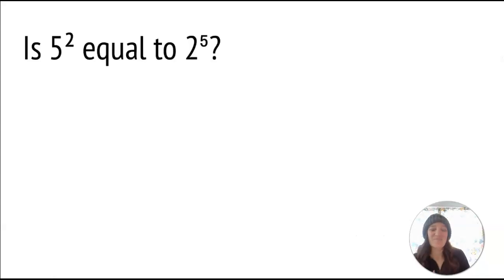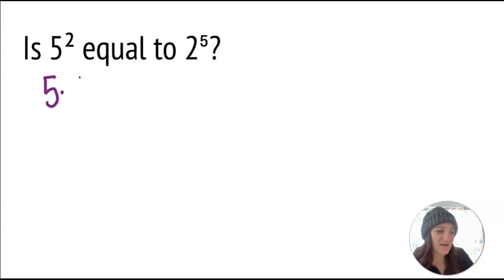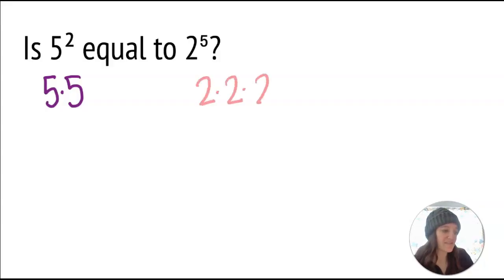All right. So here's a question. Is 5 squared equal to 2 to the 5th power? You might look at that and think of the commutative property, where order doesn't matter. That only works with multiplication, I think. Maybe it works with exponents. Let's see. 5 squared is 5 two times. 2 to the 5th is 2 five times. Let's see if it's the same.